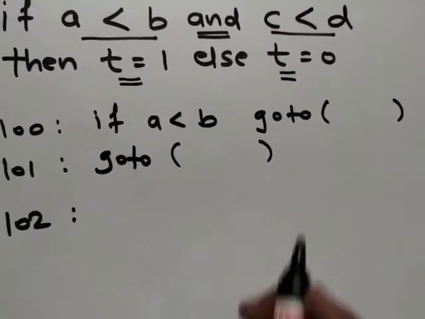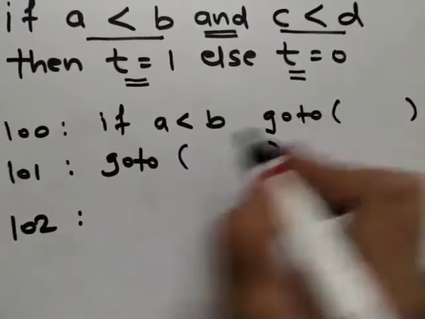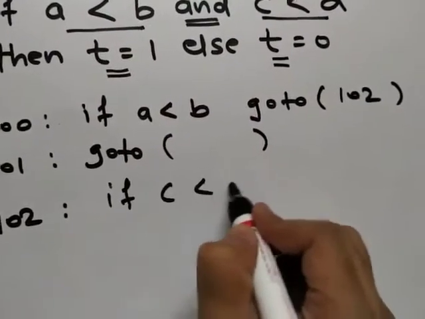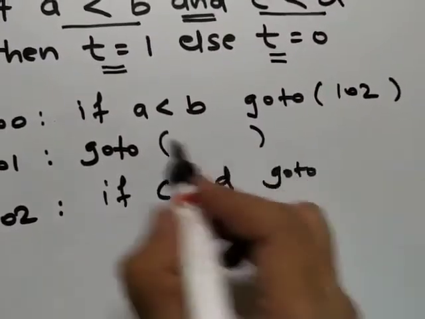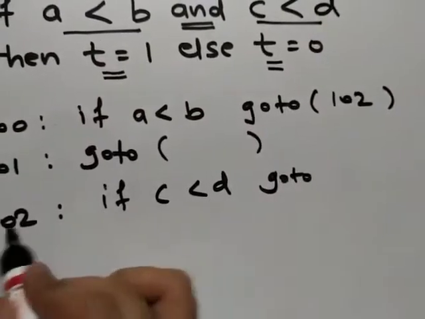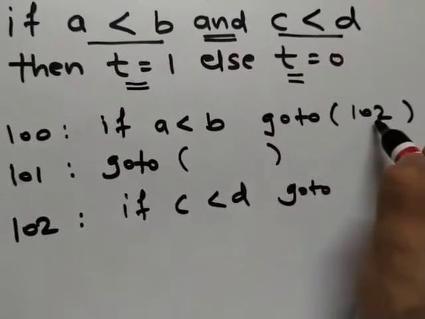Next 102, when a less than b, go to. Now we will be going to 102 where I am checking if c less than d. Now if a less than b is true, then go and check c less than d. So c less than d is at 102, so I am putting that address.